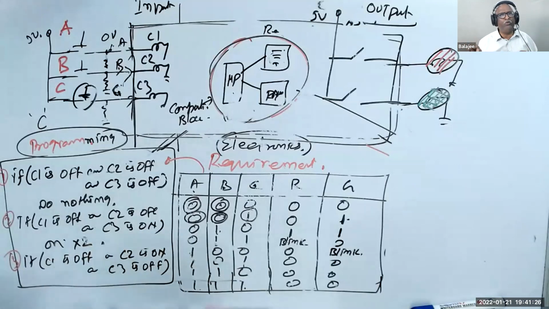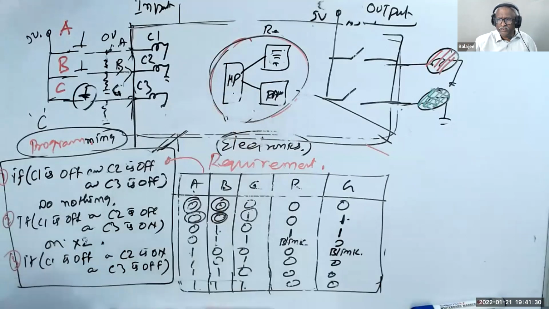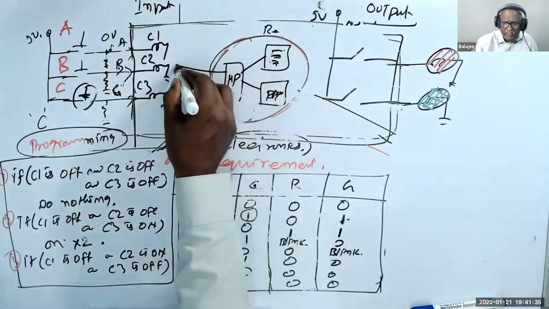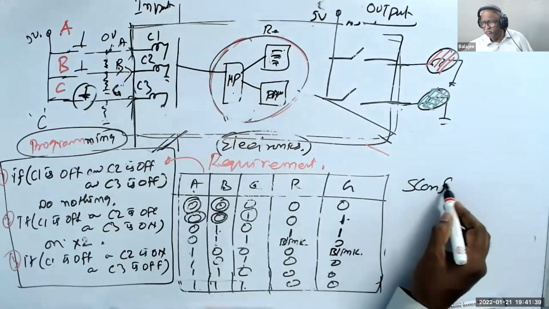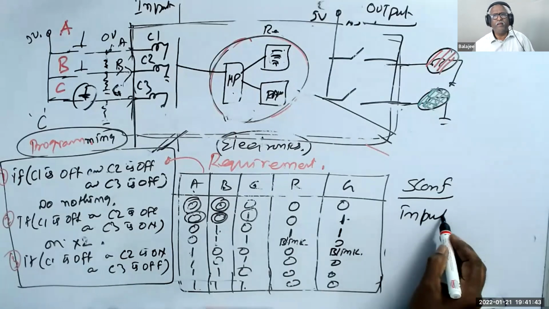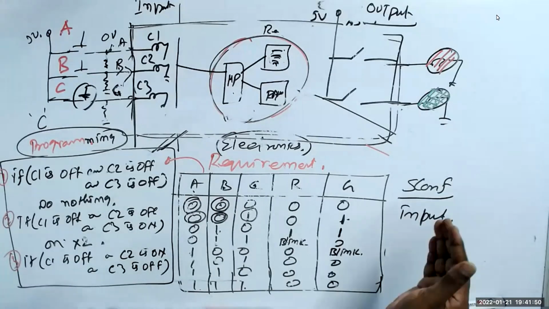Now, I'll explain what we do here. This software, with the help of the microprocessor, will read the pins. That is like a scanf. In C, you have a scanf. Like that, in electronics, we call it input.